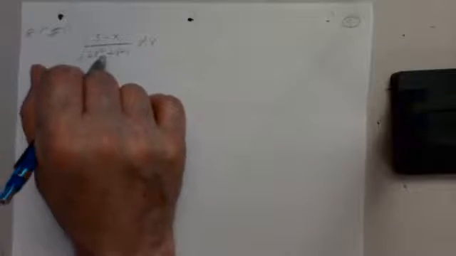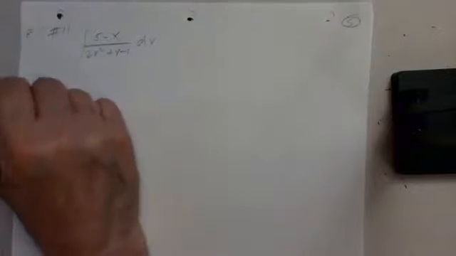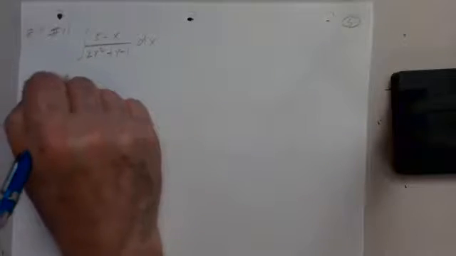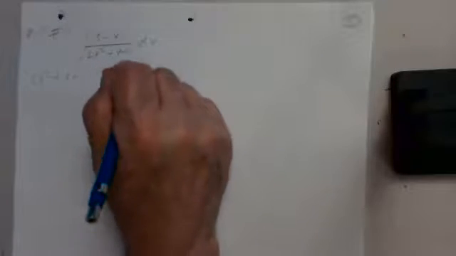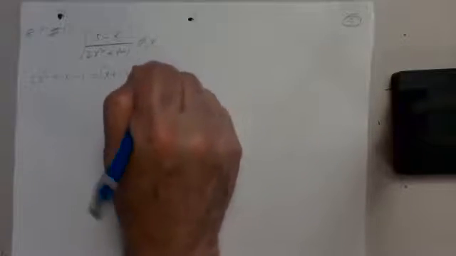And the first thing is to check that the degree of the numerator is smaller than the degree of the denominator. If that were not the case, we would have to do long division. But this has degree 1, this has degree 2, so we're okay. Then we need to factor the denominator. So I think this factors into x plus 1 times 2x minus 1.